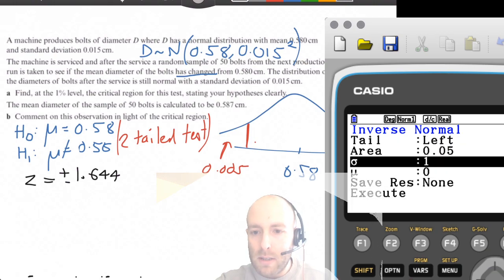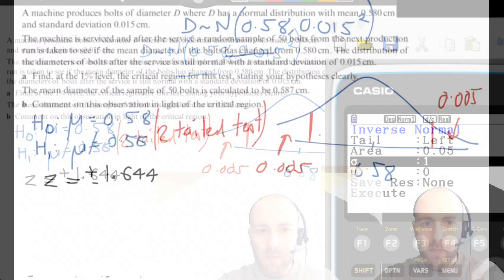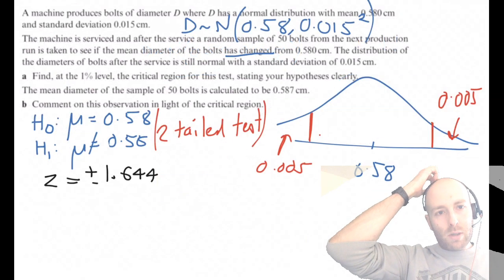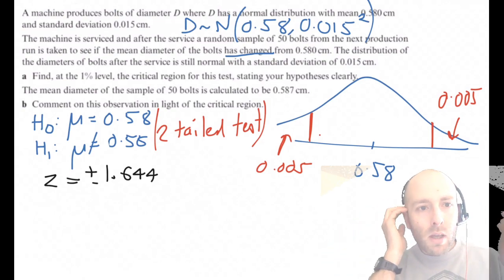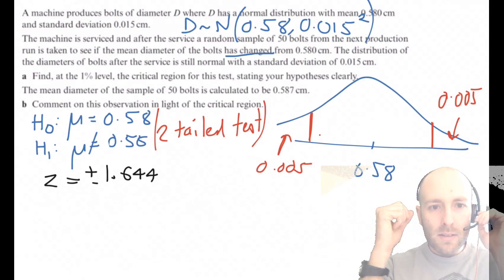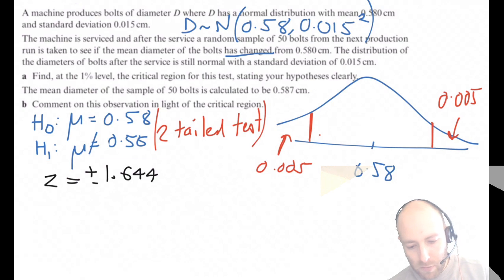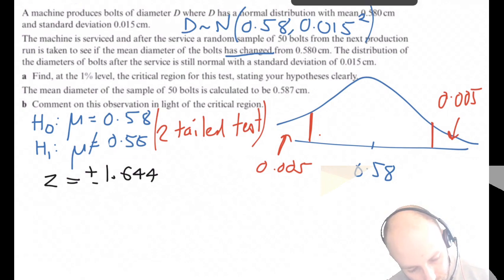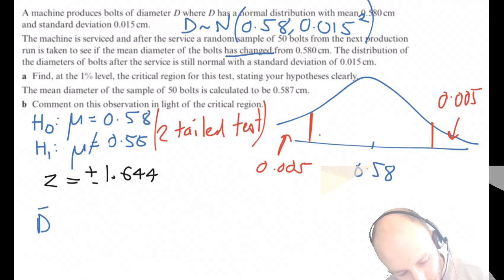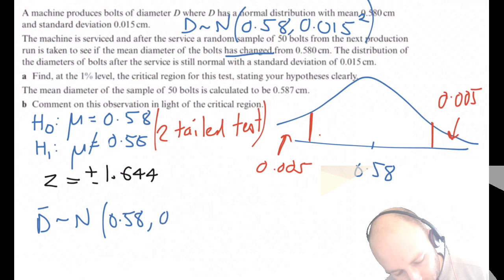Okay, but what we're going to need to do now is to code our z value to find out what the actual critical region would have to be. So we're going to use our distribution in order to code this. So we've got a sample of 50 bolts. Let's write that thing back up that I had just now. D normal 0.58, 0.015 over 50 squared.